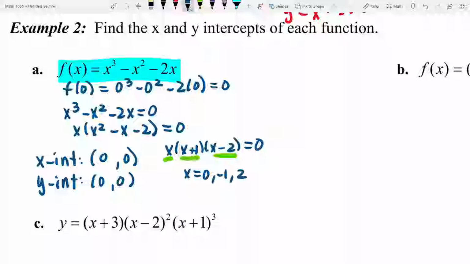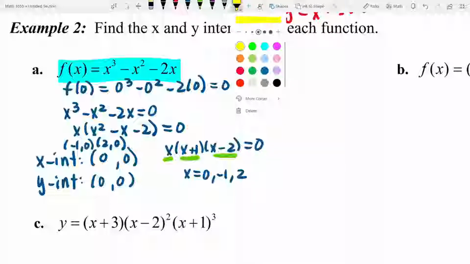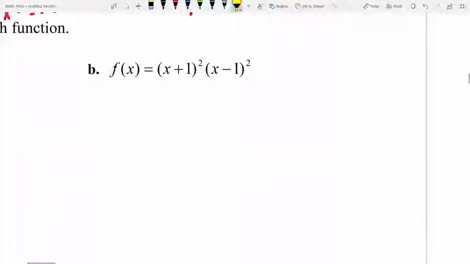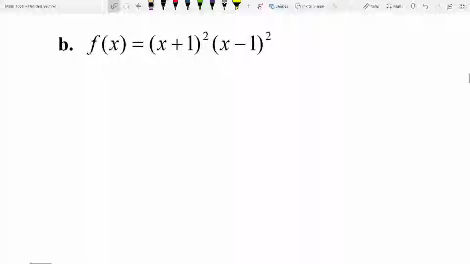Then I'm going to go to where I'm writing my x-intercepts, and I'm going to go (0, 0), (negative 1, 0), (2, 0), and those are my answers. Right here. X-intercepts are right there. Y-intercepts right there. Done. Okay? Okay, let's do this one.